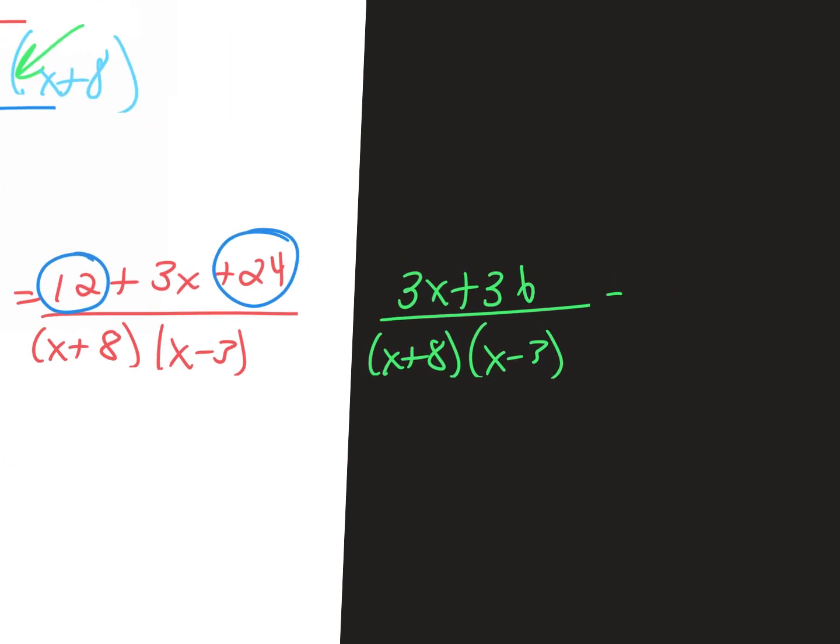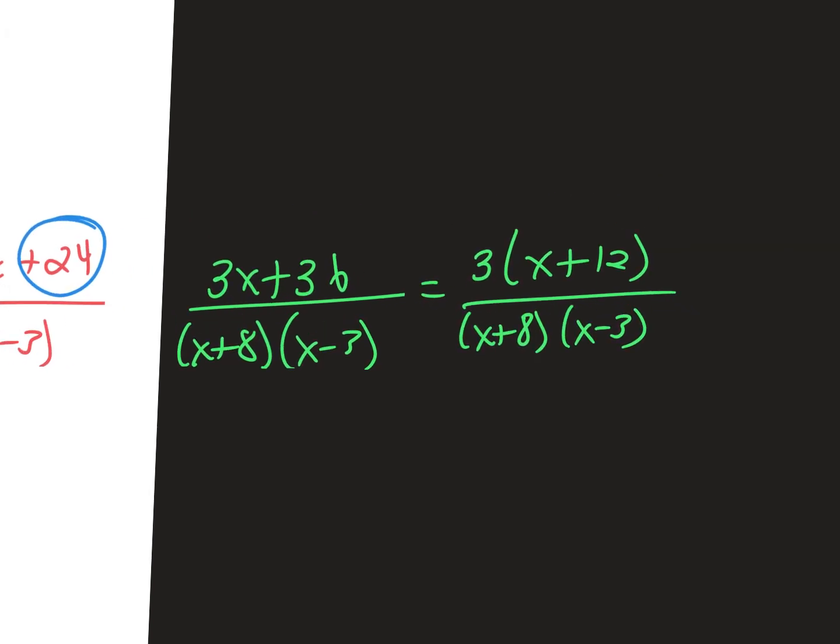Can I factor anything out? I can factor out a 3. All right, so factor out the 3. What are you left with? x plus 12, okay. And then I have x plus 8, x minus 3. Is anything in the numerator and the denominator exactly the same?